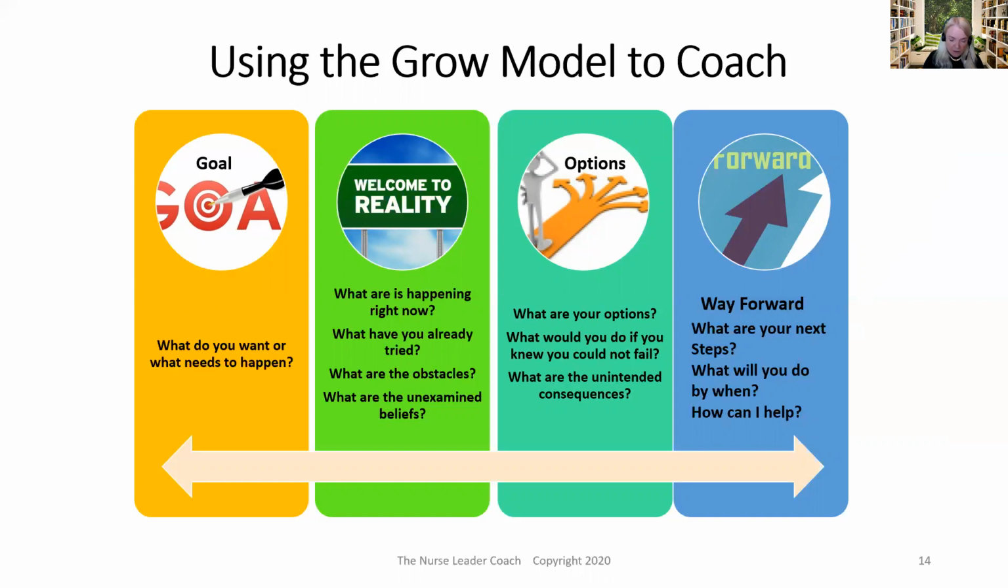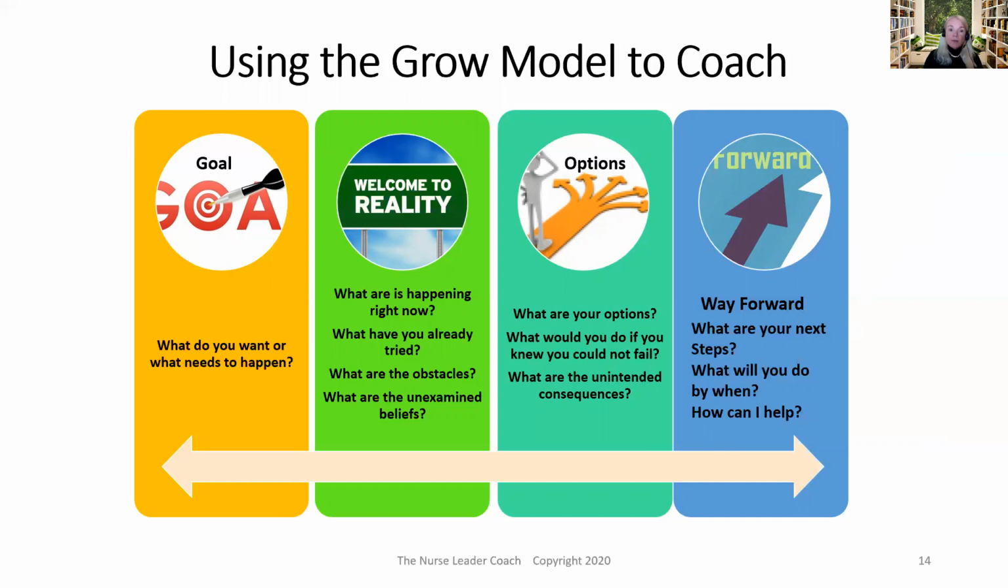So that's the G. The R is the reality. And the reality is, where is this staff member right now in terms of achieving the goal? Now, the fact that she has only 6 months experience is part of the reality that you're probably going to want to discuss with her. Because let's say in your organization, ideally you want your assistant managers to have a year or two experience. Obviously, she's short on that with the current experience she has.